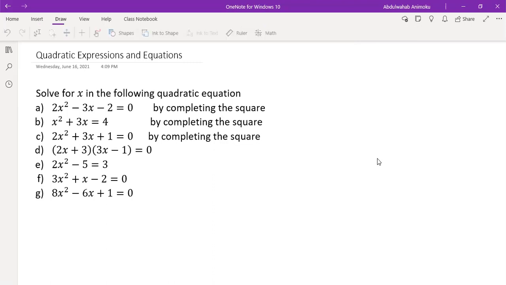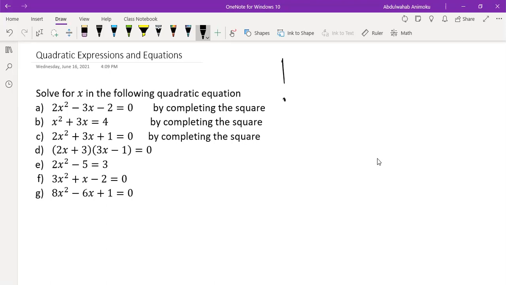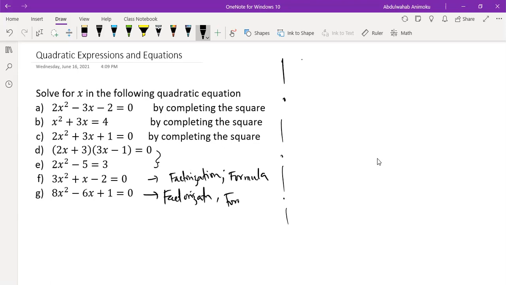So in this problem, we're trying to complete the square for the first problem. So let's look at the first problem. We are going to use the completing the square method to solve the first three problems basically. I think these are quite easy. And here we'll learn how to use factorization, and here we'll also use factorization, as well as the formula method. So let's get right into it.